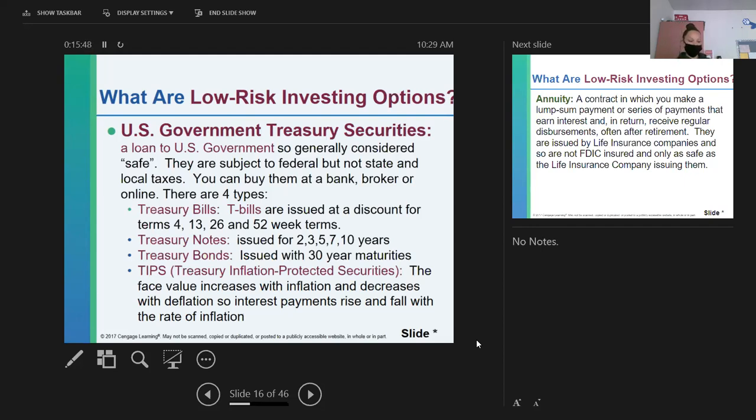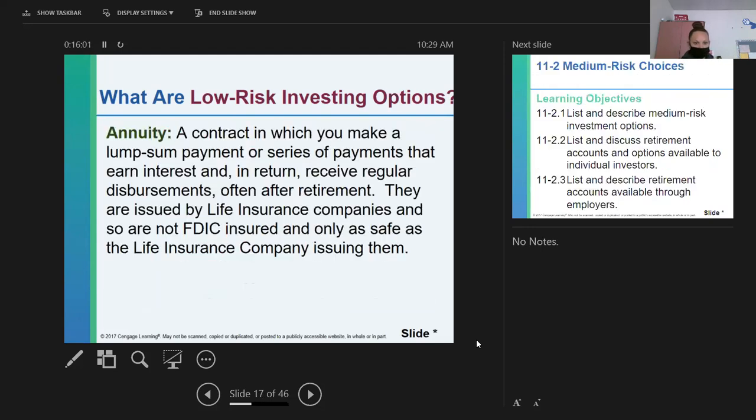Of course, before you invest, hopefully you remember this class, but then you think, what more research do I need to do before I jump into this? And then an annuity is a contract in which you make a lump sum payment or a series of payments that earn interest and in return receive regular disbursements, often after retirement. They are issued by life insurance companies, so they are not FDIC insured, and they're only as safe as the life insurance company issuing them.